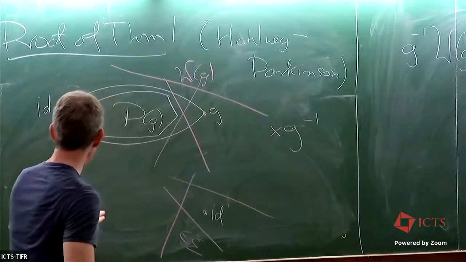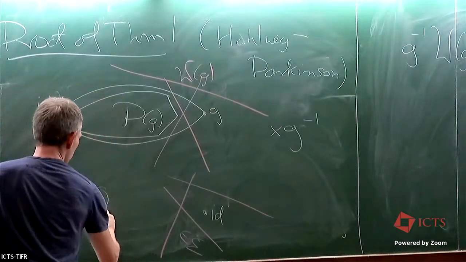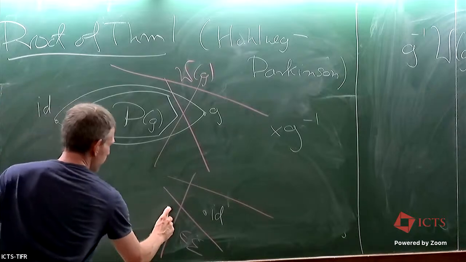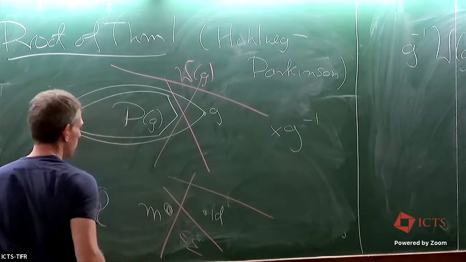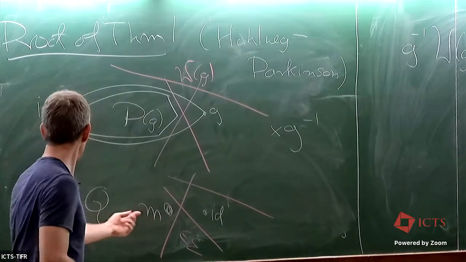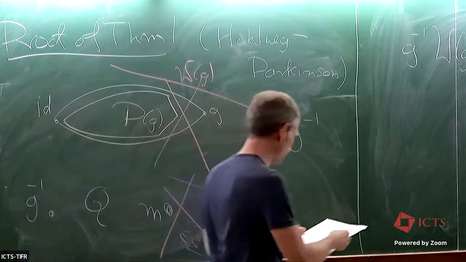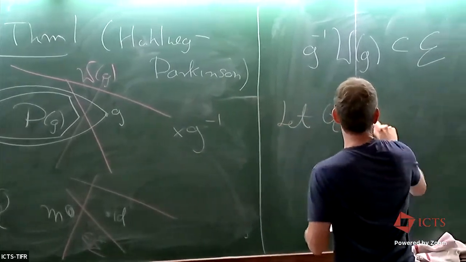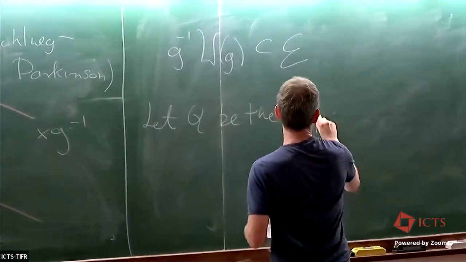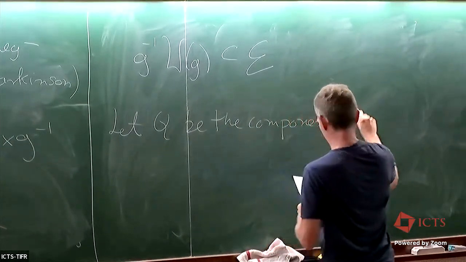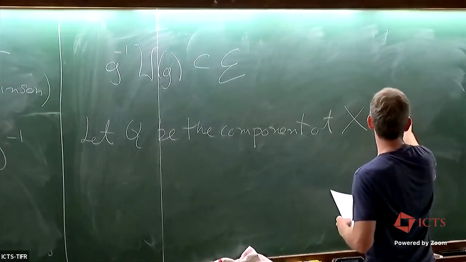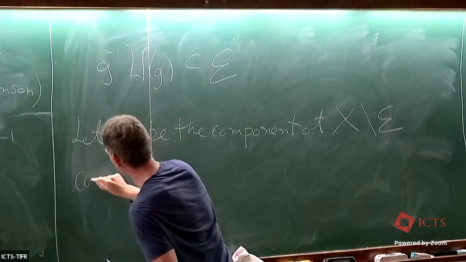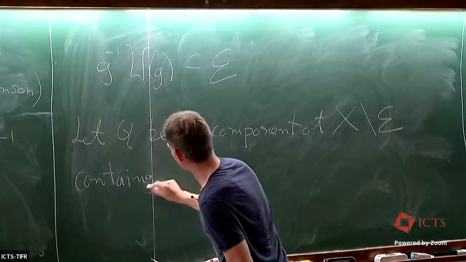Okay, but now we look at the component Q containing G inverse and we apply theorem 1. This theorem tells us that there is a minimal element, call it a smallest element, but still call it M, in this component. So let Q be the component of the complement of the elementary walls containing G inverse.